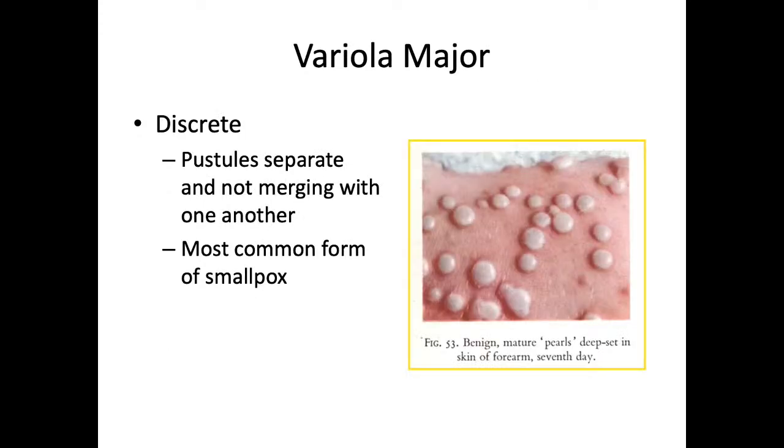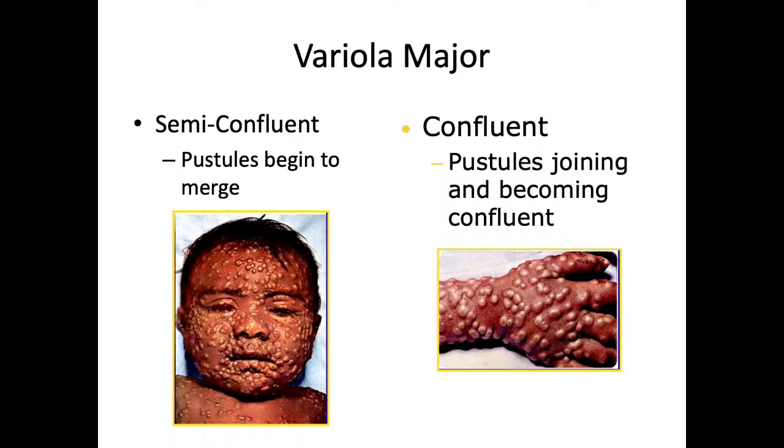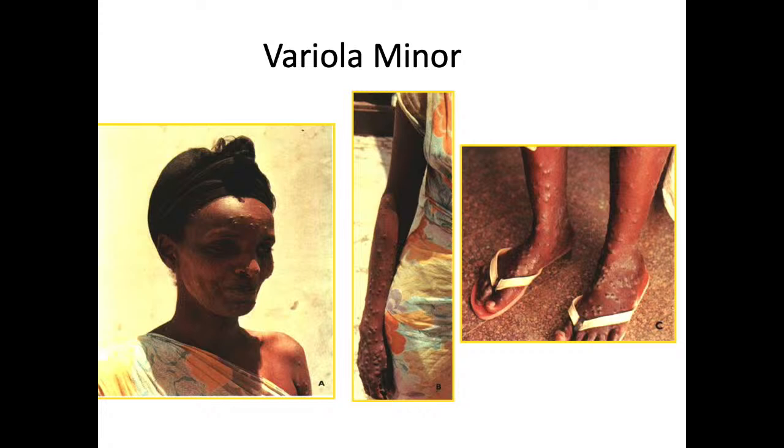So this is the skin rash, most common with variola major, and these pustules are separate, and this is the most common manifestation. Semi-confluent is when these lesions start to coalesce, and there's a confluent, more severe form. In variola minor we see fewer skin lesions, and the clinical manifestation is milder.